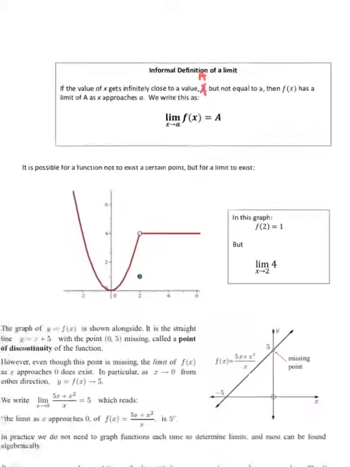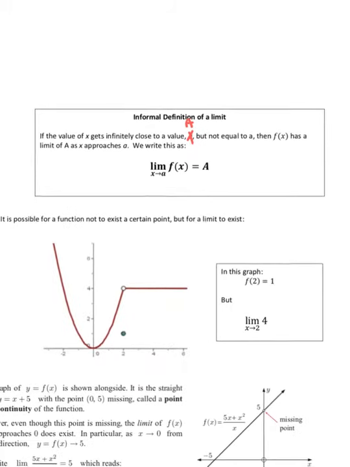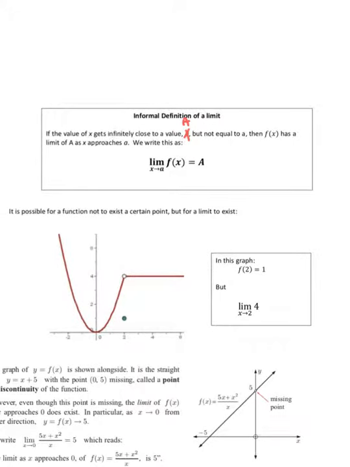This says, let me zoom in. If the value of x gets infinitely close to a value capital A, but not equal to A, then f of x has a limit of capital A. As x approaches little a, we write this as the limit as x approaches little a of your function is equal to capital A.